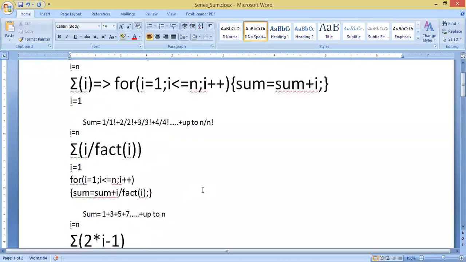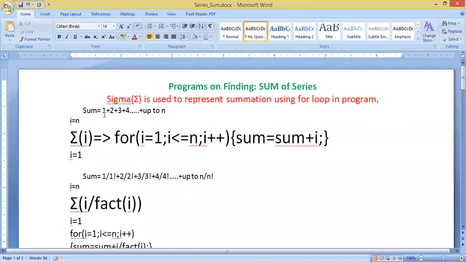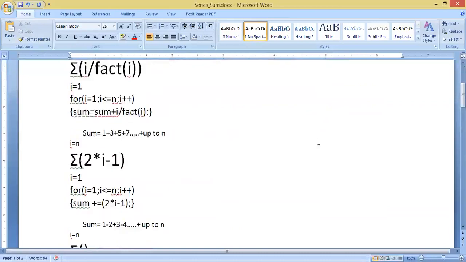Look, in the first example, I was using 1 plus 2 plus 3 plus 4. So sigma was having only i. So sum is equal to sum plus i, right? Now I'm having alternate odd terms. So 1 3 5 7 if I have written, then sum is equal to sum plus i will not be there. It should be sum is equal to sum plus 2 into i minus 1, right?